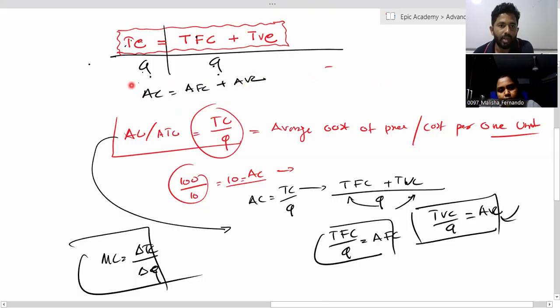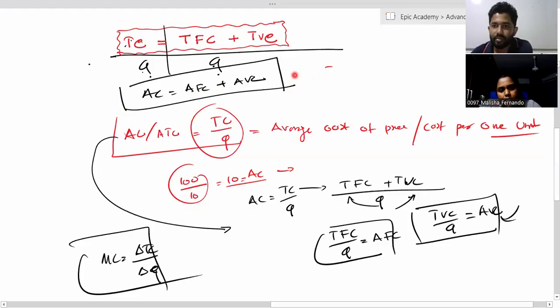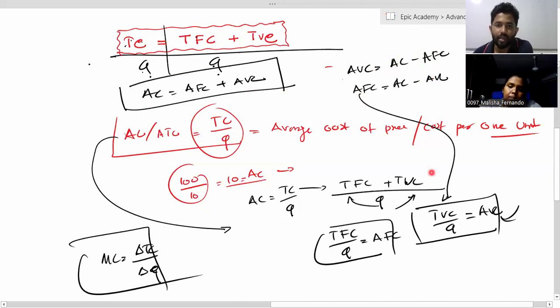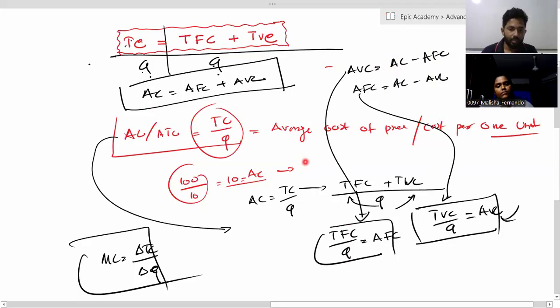So now you can identify AC equals AFC plus AVC. Then how can you calculate the AVC? AVC equals AC minus AFC. How can you calculate the AFC? AFC equals AC minus AVC. Another calculation will also be there. By using two methods you can calculate, because sometimes you will be given something like that.